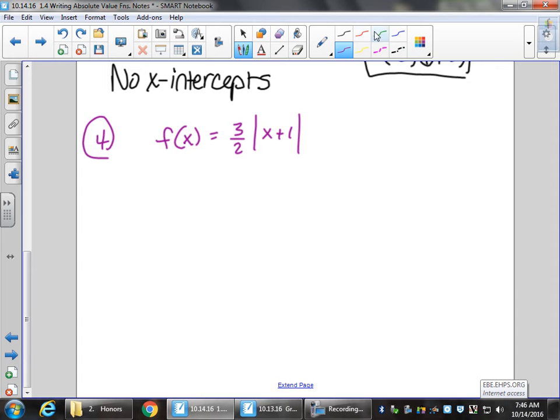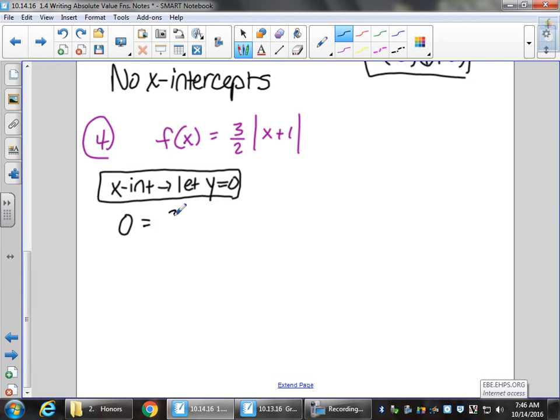What title am I going to give my work? You want to start with x-intercept or y-intercept? Okay, so x int, let what? Good. Let y equal 0. That one little sentence really helps. So it's going to be 0 equals 3/2 x plus 1.